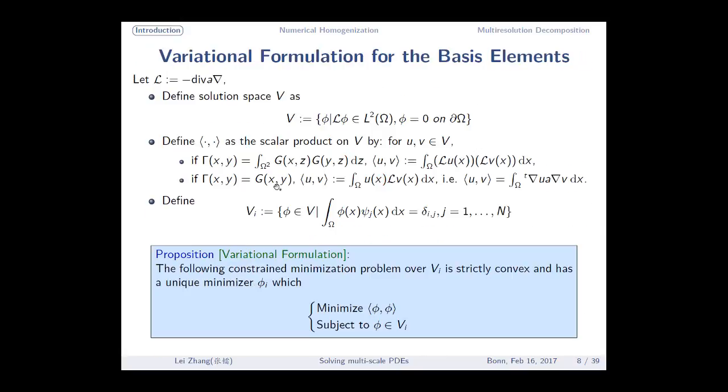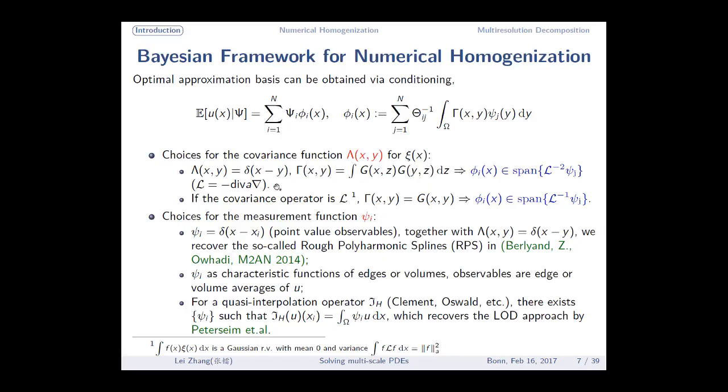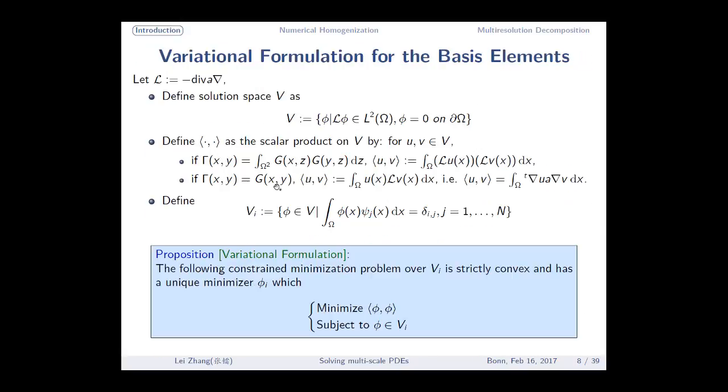Well, here we have this formula, but in practice we cannot calculate this formula. We need to find a good way to calculate this basis, right? So what do we do? We need a variational formulation for this basis.